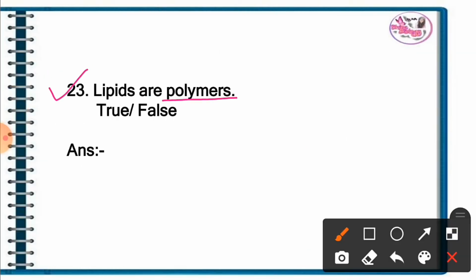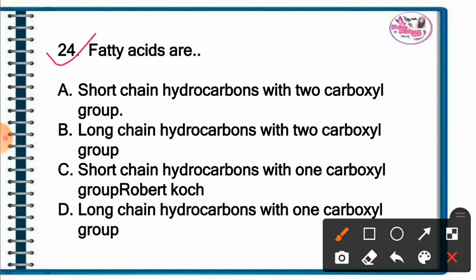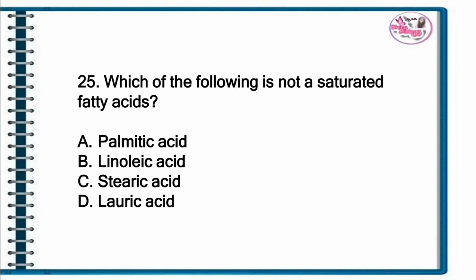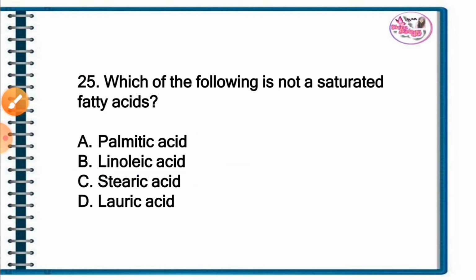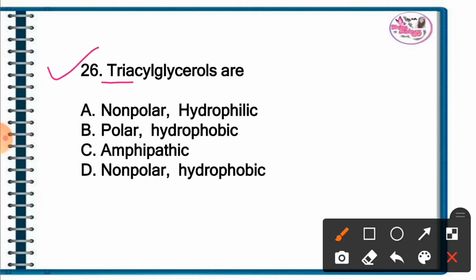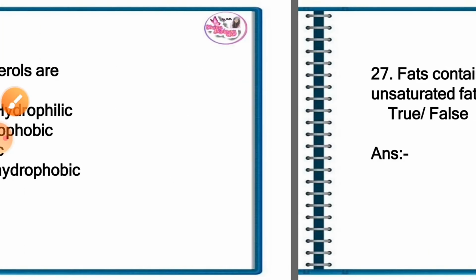23. Lipids are polymers. The answer is false because lipids are not polymers. 24. Fatty acids are. The correct answer is option D, long chain hydrocarbons with one carboxyl group. 25. Which of the following is not a saturated fatty acid? The answer is option B. Linoleic acid is not a saturated fatty acid, while palmitic acid, stearic acid, lauric acid are saturated fatty acids. 26. Triacylglycerols are. The correct answer is option D. Non-polar and hydrophobic in nature.